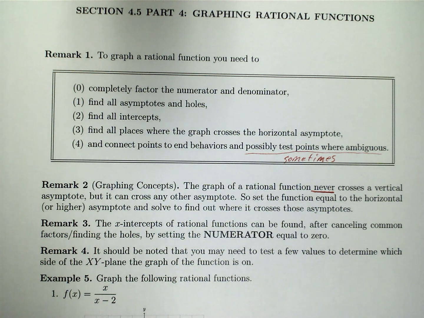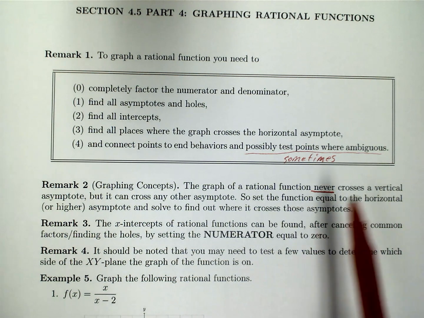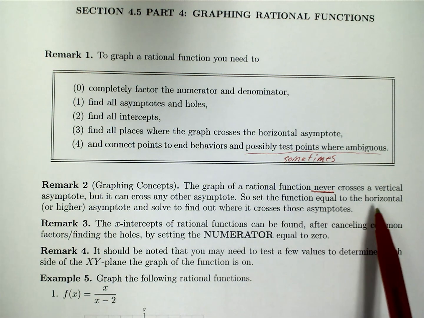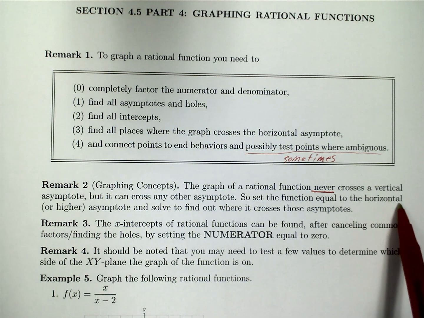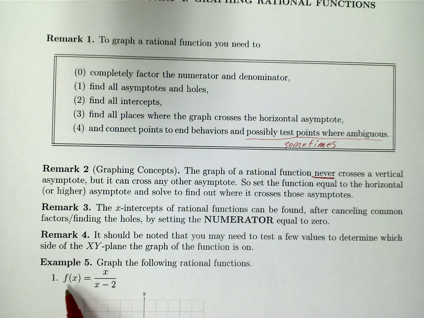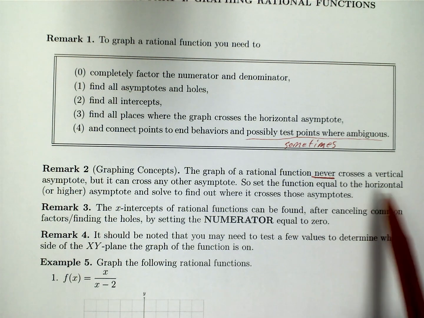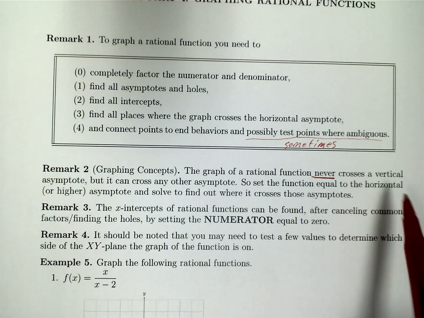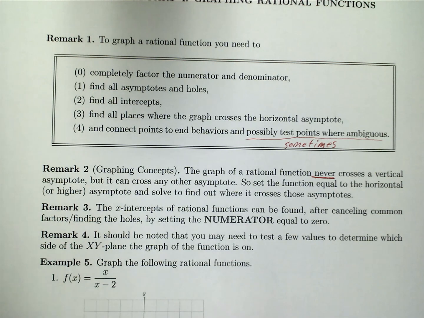And all you have to do to see where it crosses is literally set your horizontal asymptote, remember, it's a y value, equal to your function. The function output, like the f of x we have down here, is a y value, that's an output. So whatever our horizontal asymptote is, we literally set it equal to that to find out where it crosses. There are some exceptions to that, and we'll talk about that coming up.